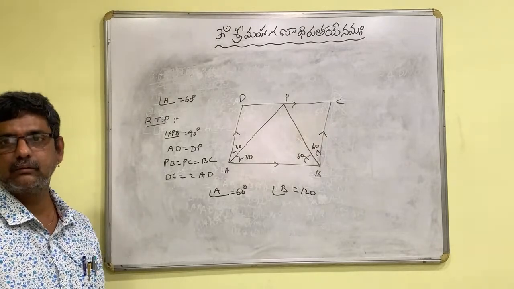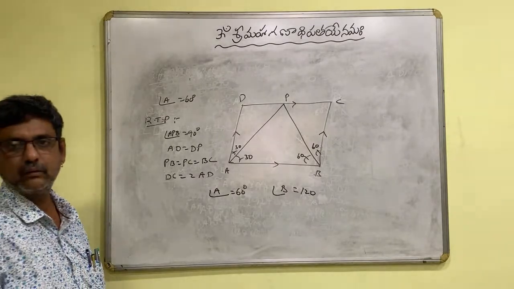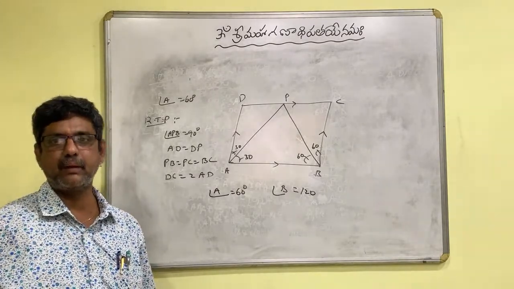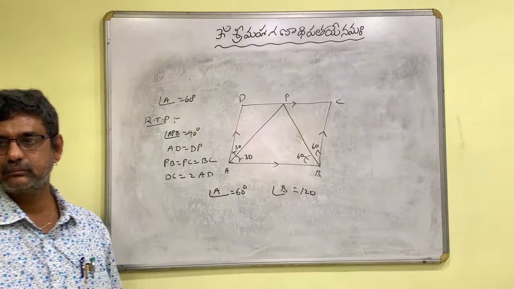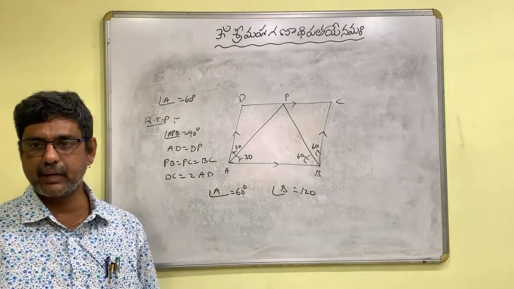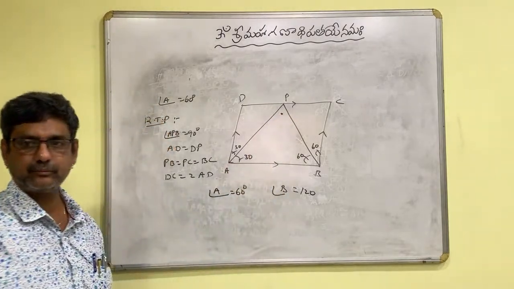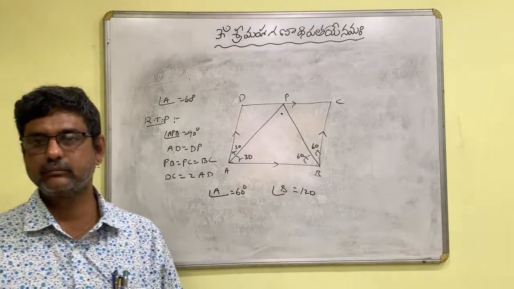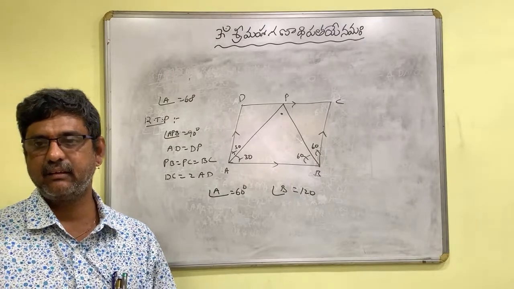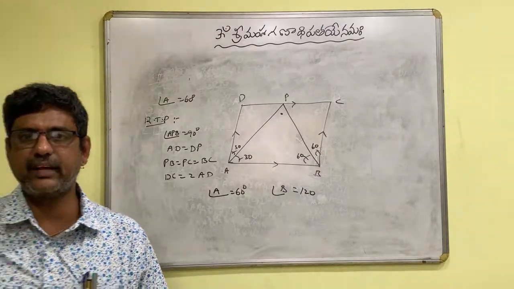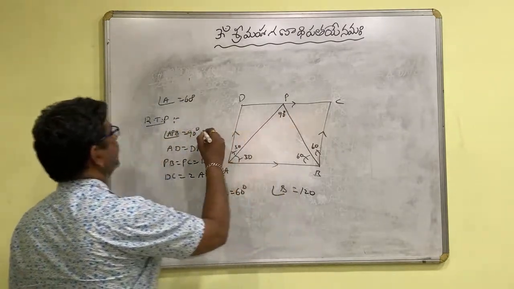Now, what is angle APB? You tell me, what is angle APB, children? Angle APB means this angle. Muhammad Hamza says 90. 90, very good. It is 90 degrees. So first one done.